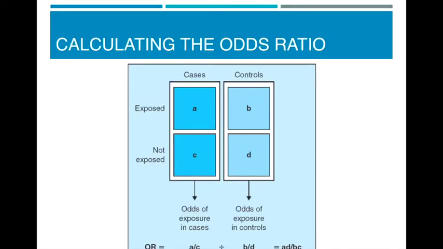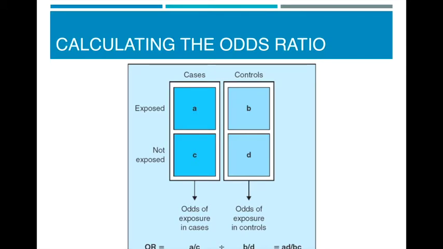Setting up a 2x2 table is the first step when calculating an odds ratio. Columns are always the disease status, and the rows are always the exposure status. As you can see in this diagram, the boxes are labeled A through D. So those cases who were exposed will always be box A. Those controls who are exposed will always be box B. Those who are cases and not exposed will be box C, and those who are controls and not exposed are box D. They should always be labeled or thought of in this pattern.